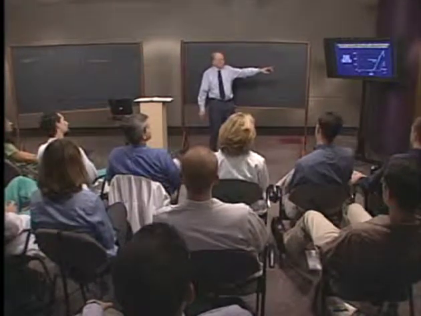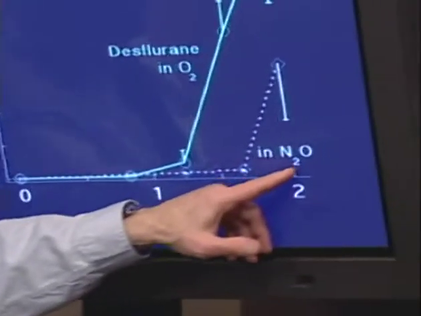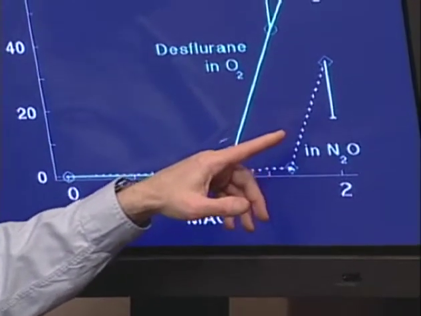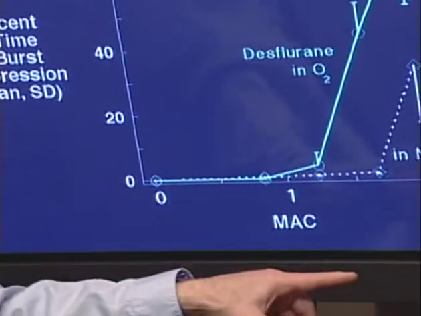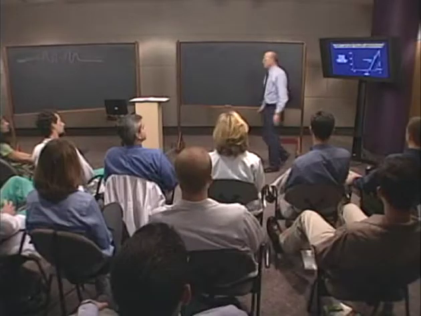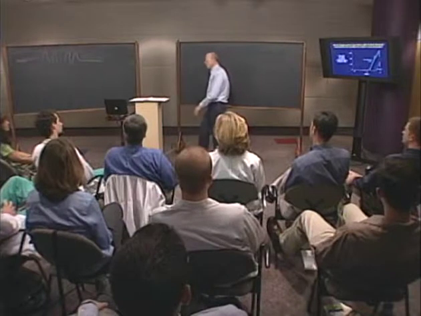And what you also notice here is that if you're taking the MAC value and including in that nitrous oxide, you see that the curve shifts to the right. Really what's happening is that nitrous oxide, although it adds to MAC, doesn't add at all to this capacity of anesthetics to affect the EEG.